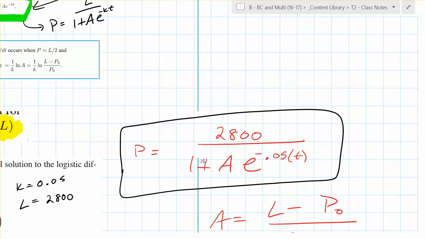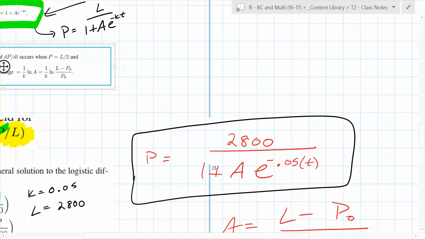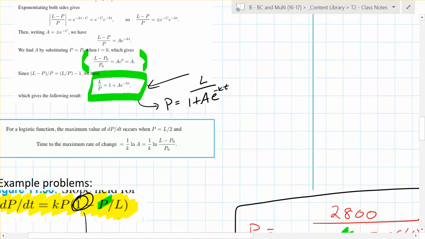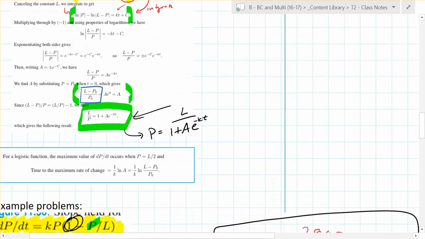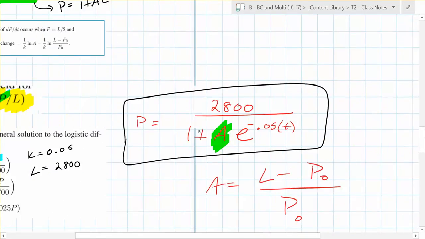What's the one letter in there that we'd want to solve for? What's the one letter that's left? The A value is left. And the only thing you really need to remember is what does A equal? L minus the initial population over the initial population. So in order to solve for A, you would have to be given certain values.